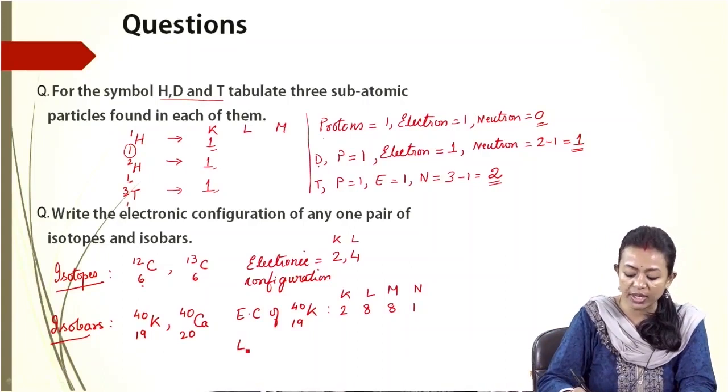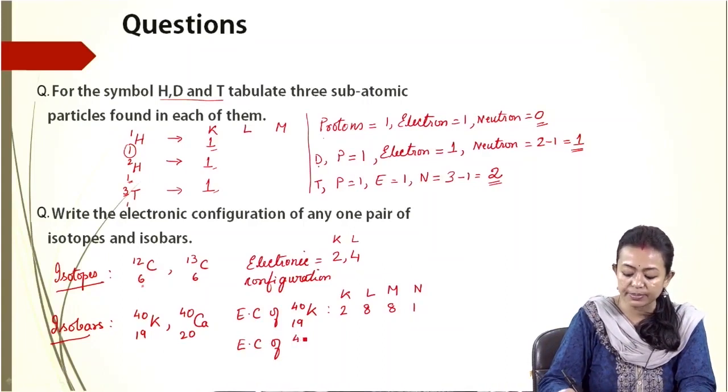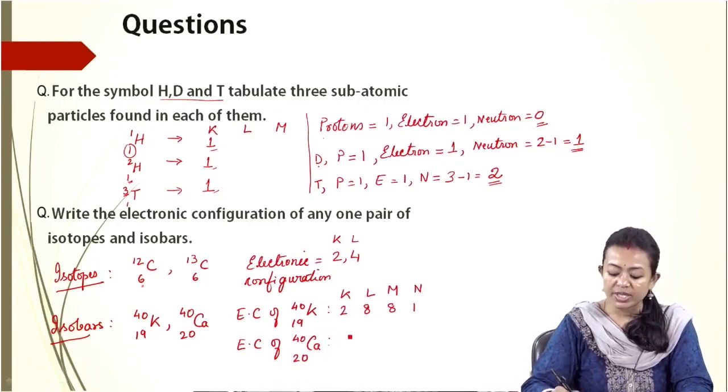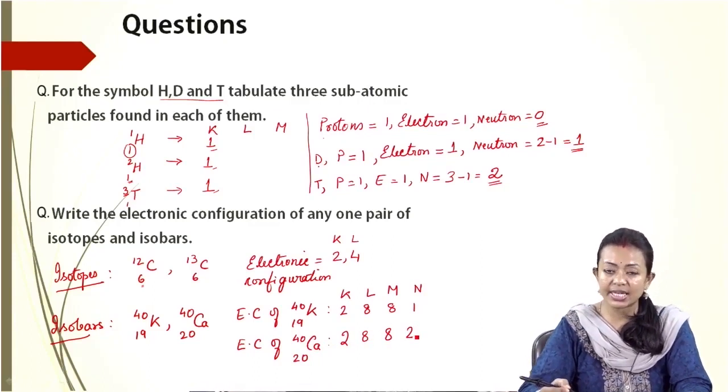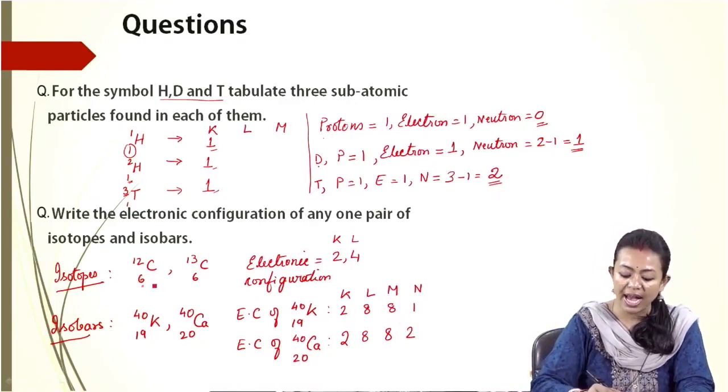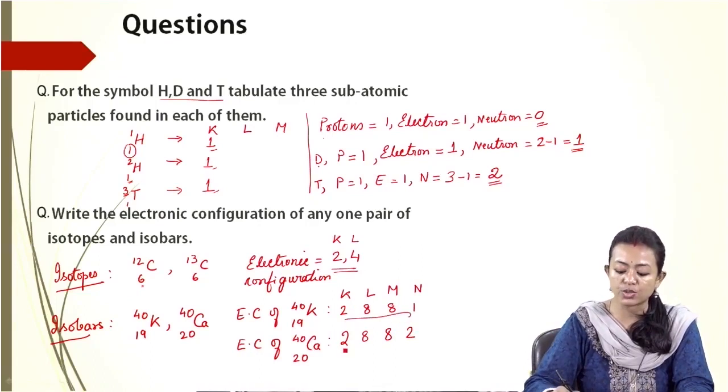Whereas if I write down the electronic configuration of calcium, whose atomic number is 20, it is going to be 2, 8, 8 and 2. So as the electronic configuration rule goes, in the first shell 2, second shell 8, third shell 8, whereas in the N shell it's going to be 2 electrons. So 2 plus 8 is 10, 10 plus 8 is 18 and then the remaining 2 goes to the N level. So this is the electronic configuration of a pair of isotopes and a pair of isobars.